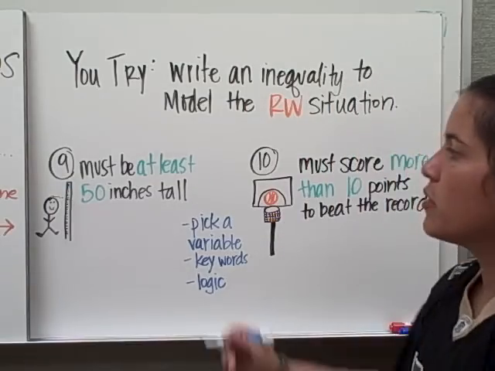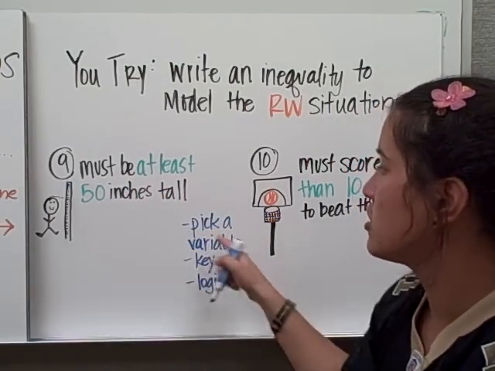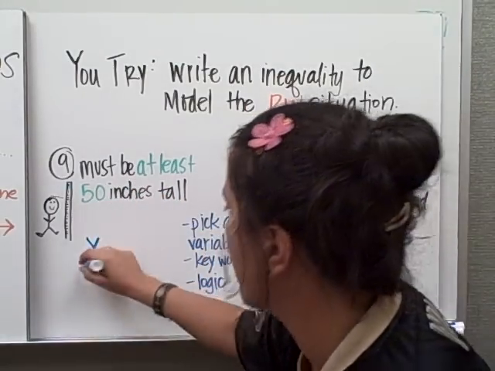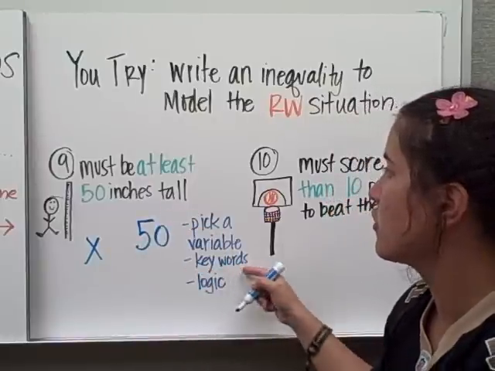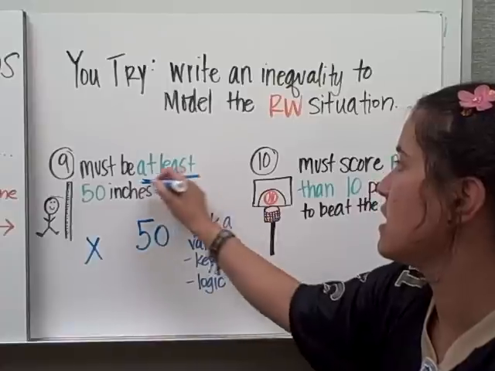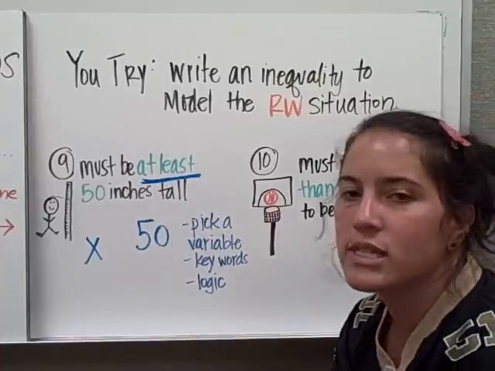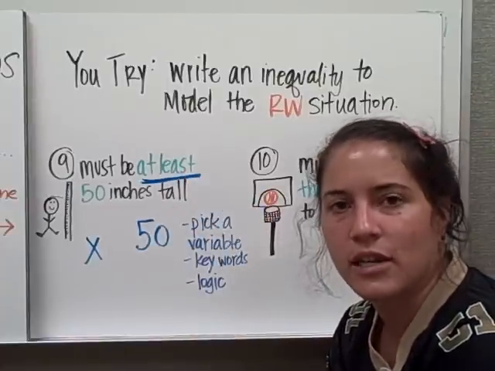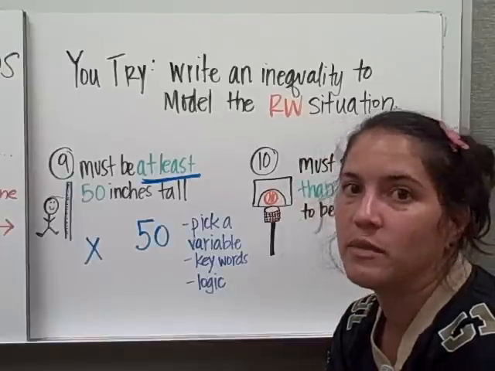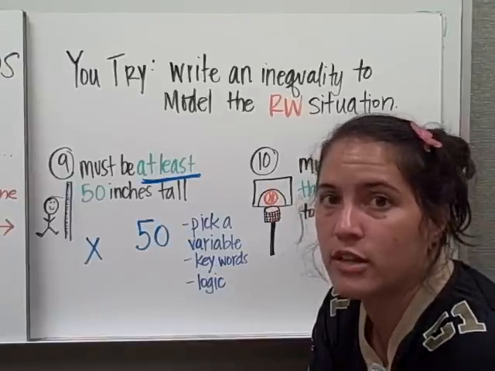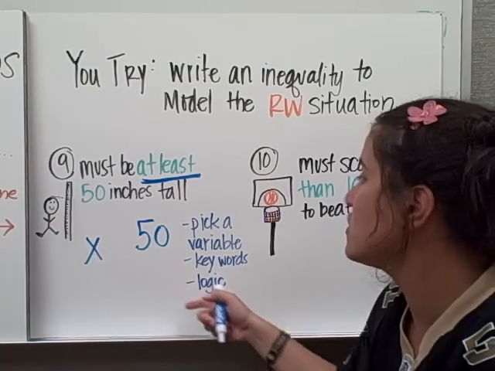First I'm going to go over number 9. You must be at least 50 inches tall. Remember to pick a variable. I'm going to pick X, and I know it's going to be 50. Let's look for keywords. At least. I know it has the word least in there. Does it mean you have to be less than 50, or does at least mean you have to be more than 50? That's what we're trying to decide. The last one is use logic.